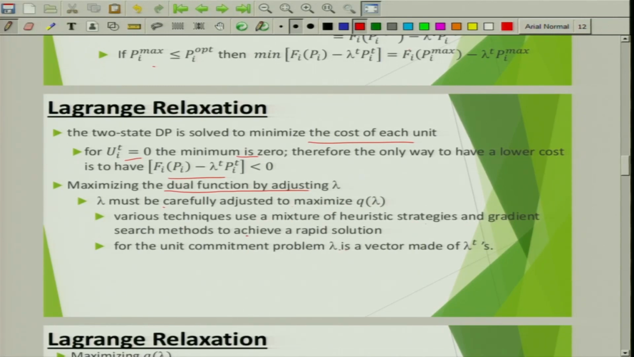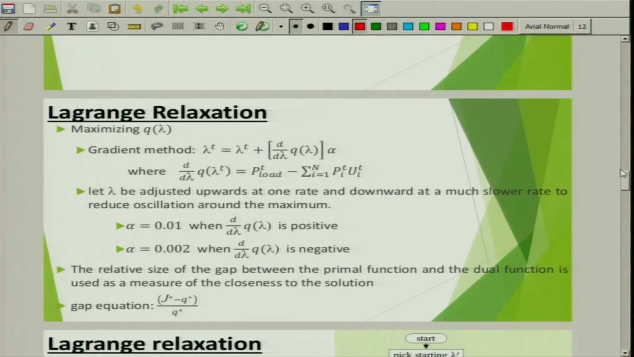For the unit commitment problem, lambda is a vector of lambda t, right, and for each time interval you have a lambda. So that means you need to maximize the lambda, and maximizing the lambda will give you a hint that you need to maintain generation equal to load ultimately. Now using the gradient search method, you are updating lambda at any given point of time. After every iteration you are updating the lambda. So you take the previous lambda, then you obtain the slope d by d lambda of q lambda.